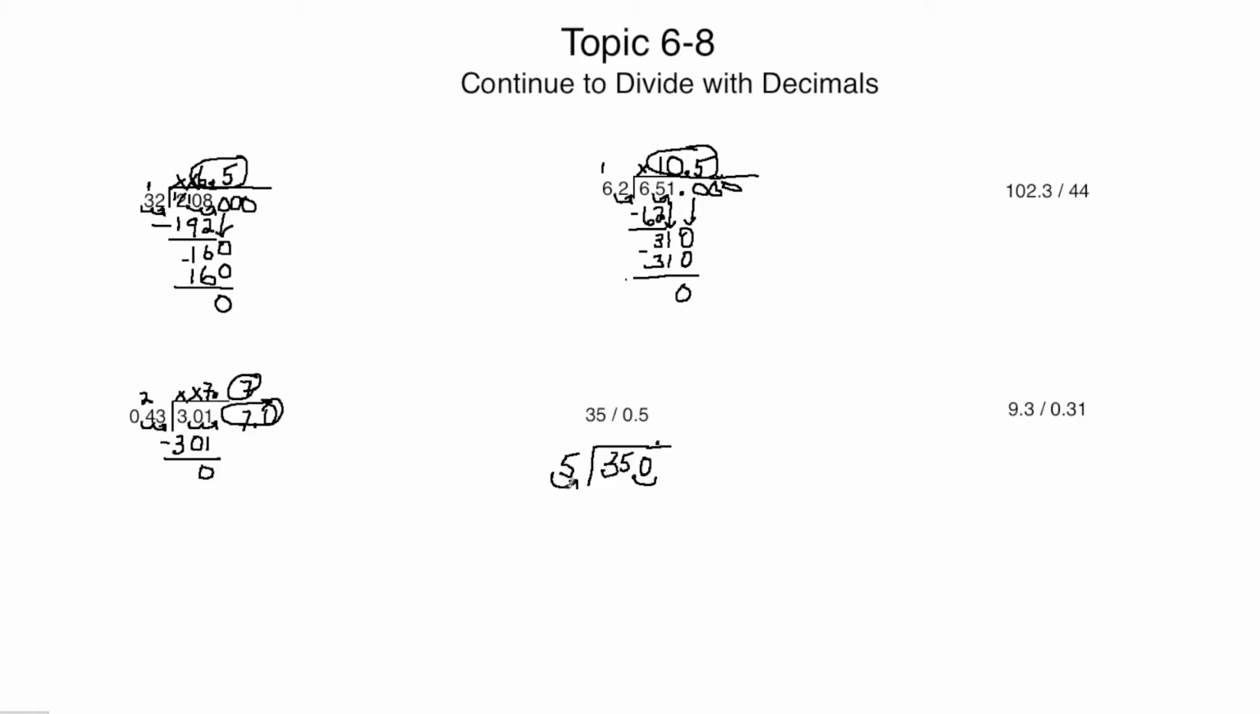Bring up the decimal. 5 can't go into 3. The 5 can go into 35 7 times. 7 times 5 is 35. 35 minus 35 is 0. Bring down this 0. Can 5 go into 0? Nope. So we put a 0 down. And there's our new quotient, 70. Did you get that?